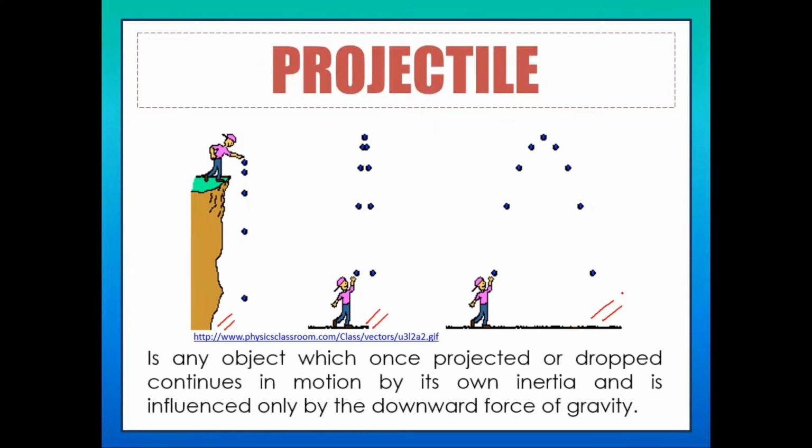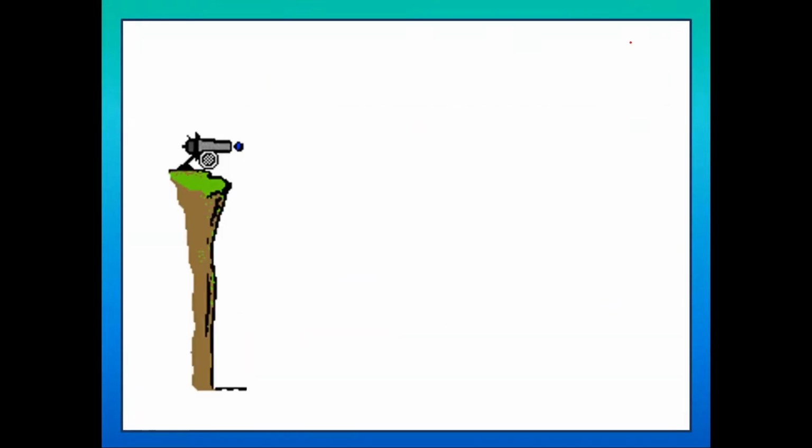Thus, a projectile is any object projected or dropped that continues in motion by its inertia. Inertia means resistance to change in its state of motion, and the object is influenced only by the downward force of gravity. If other forces affect the object, then it will not be considered a projectile anymore. Let us use the definition provided earlier to understand horizontally launched projectiles.